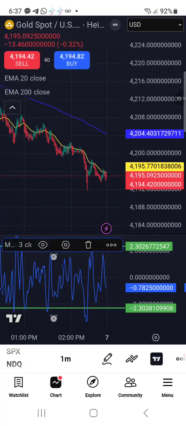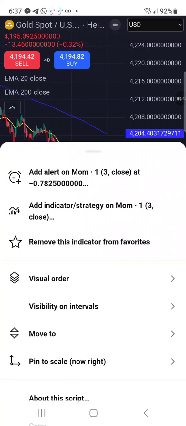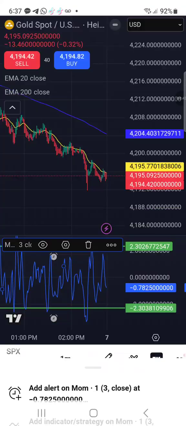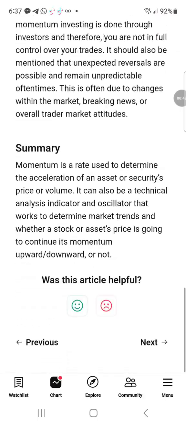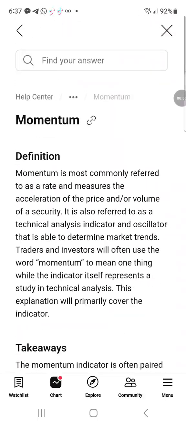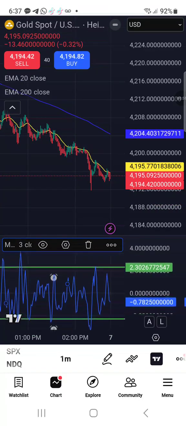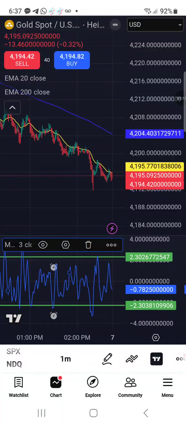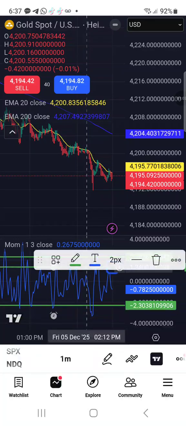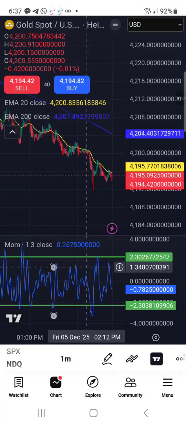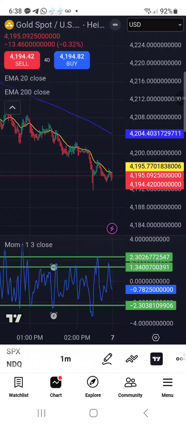Then you want what's called a momentum indicator. And then you draw at 2.3, you draw a line, you go like this. Just that little plus. Then you got a line.